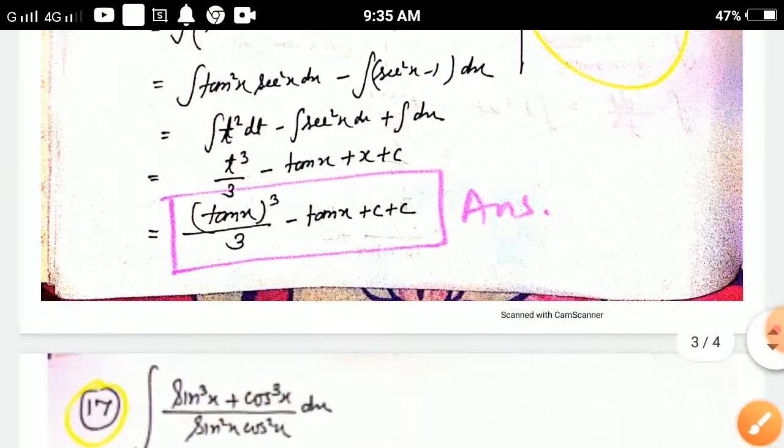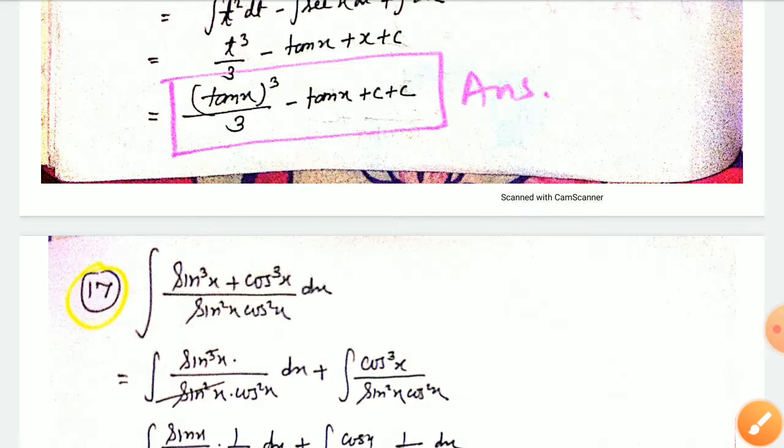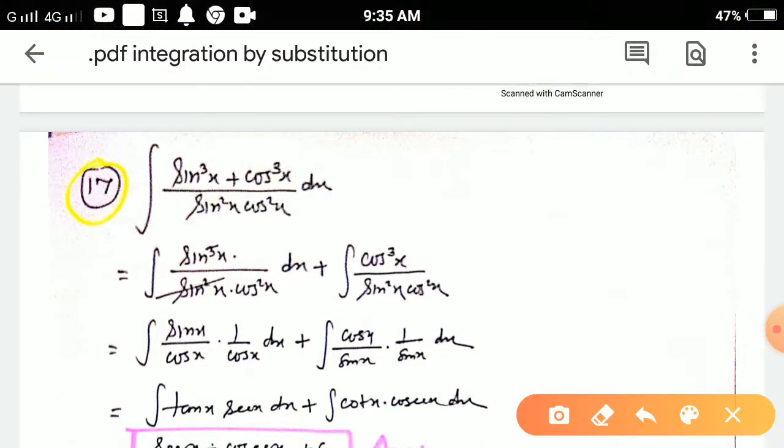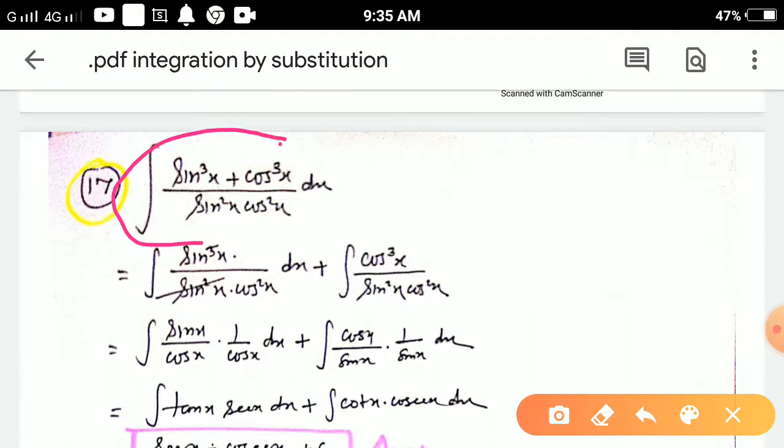Now come to the next question, question number 17. We have to find the integration of (sin cube x plus cos cube x) upon sin square x cos square x dx. First of all, we divide the numerator by the denominator. The question will break into two parts: integration of sin cube x upon sin square x cos square x dx plus integration of cos cube x upon sin square x cos square x dx.